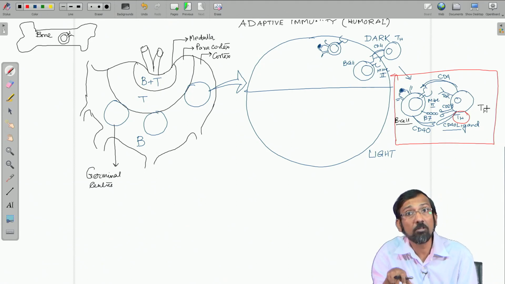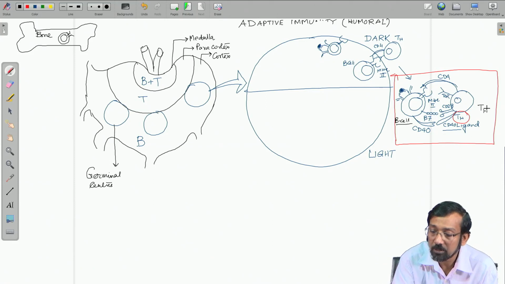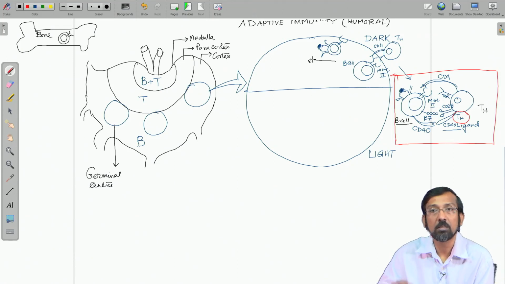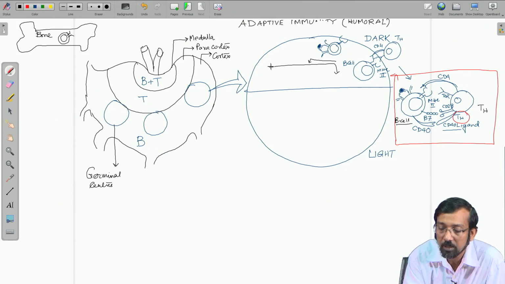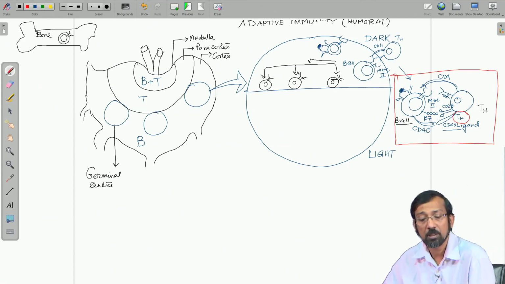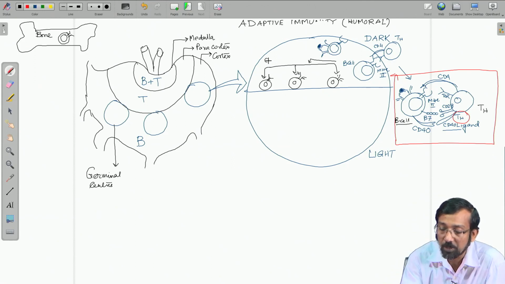Now, once this interaction is completed, this B cell, which is still in the dark zone, starts proliferating, and what we get are basically the centroblasts. We call them the centroblasts. They are still expressing the immunoglobulin molecules on their surface.